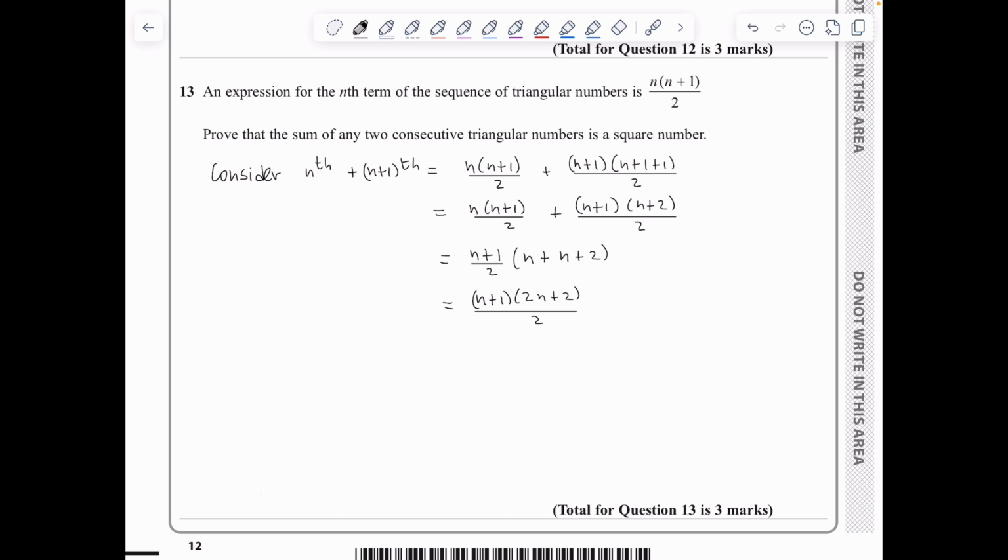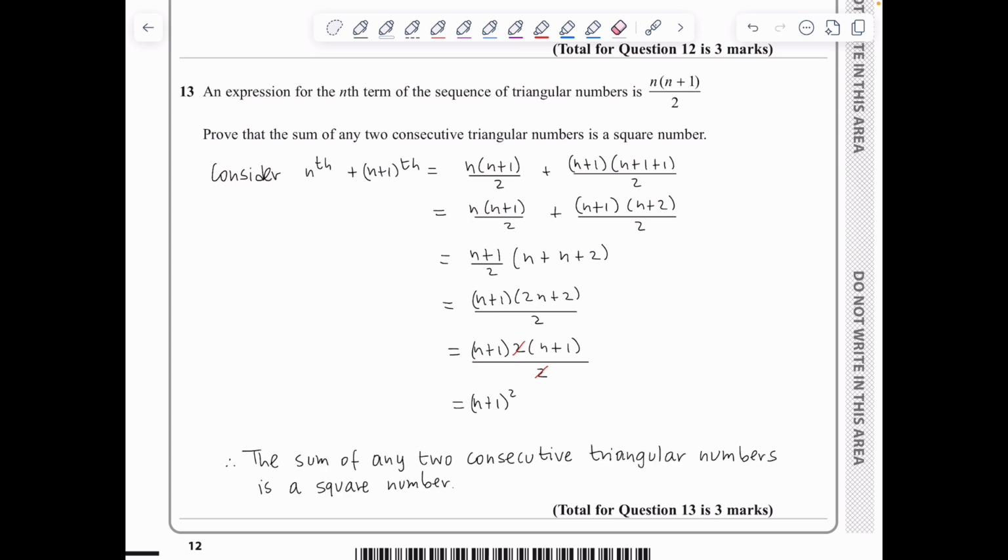Now I can further see a common factor of 2 within the second bracket, which takes me to (n plus 1) times 2 times (n plus 1)/2. Obviously the 2 with the 2 will cancel out, and we arrive at (n plus 1) squared. We should be able to recognize this as a square number, so all we are missing is a conclusion, and therefore we conclude that the sum of any two consecutive triangular numbers is indeed a square number.